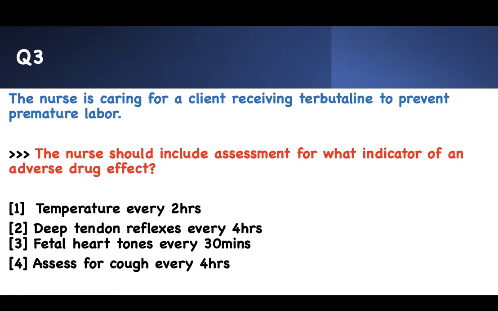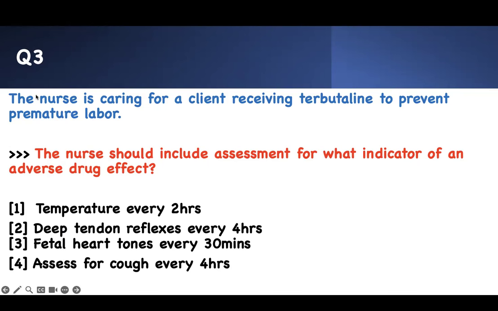1, temperature every 2 hours. 2, deep tendon reflex every 4 hours. 3, fetal heart tone every 30 minutes. 4, assess for cough every 4 hours. Like I said, stop the video. Let me know your answer. Put it down in the comments when you get it. But what do you think? Let's break down the question. And let me know your answer that you pick.